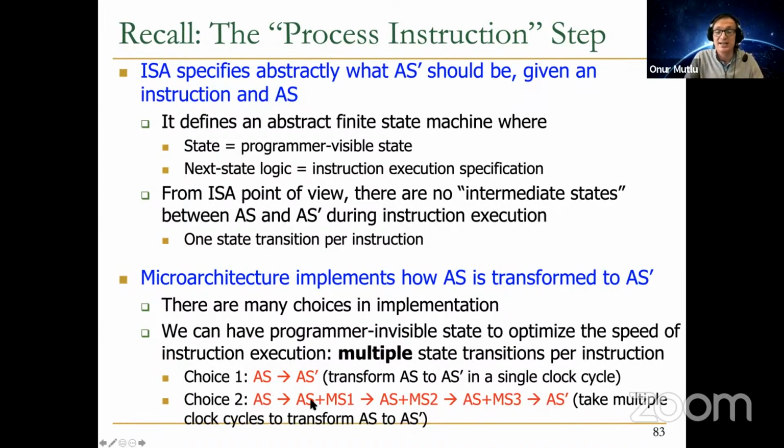Architectural state gets to an intermediate state that's not visible to the programmer in one clock cycle, and then to another intermediate state in the next clock cycle, and then to another intermediate state in another clock cycle. And then finally, you update the architectural state at the end of the instruction execution. So you can take multiple clock cycles to transform architectural state to architectural state prime as specified by the ISA. But whatever you do internally, you don't expose to the programmer, meaning the ISA. Everything else is microarchitectural. You don't update the architectural state in between. And that's the idea over here.